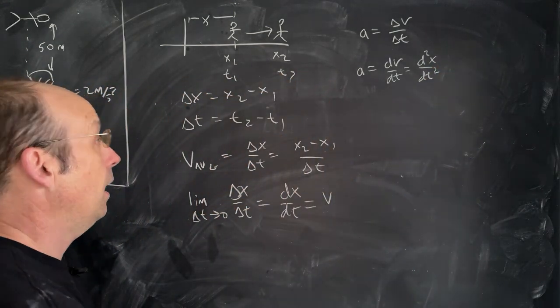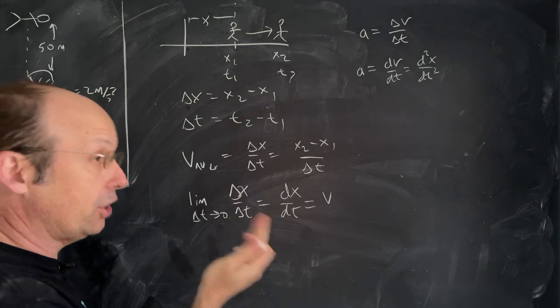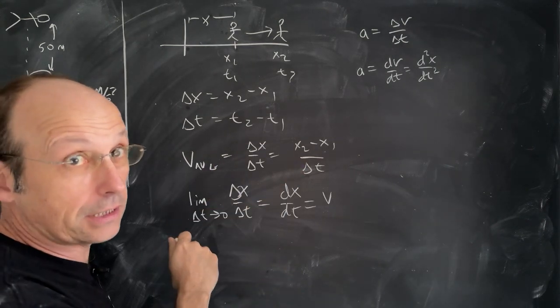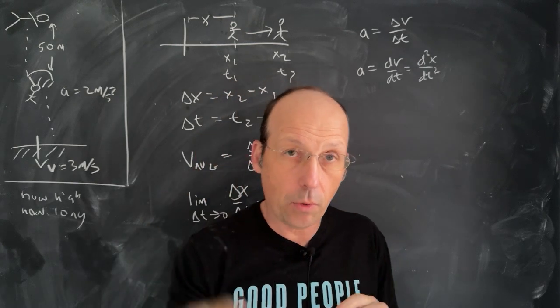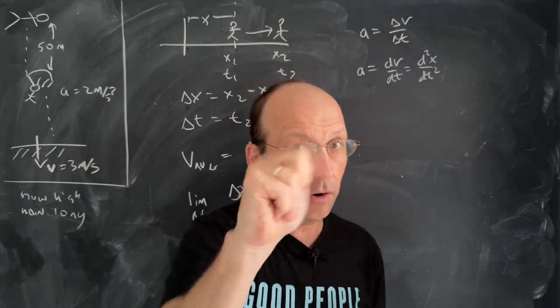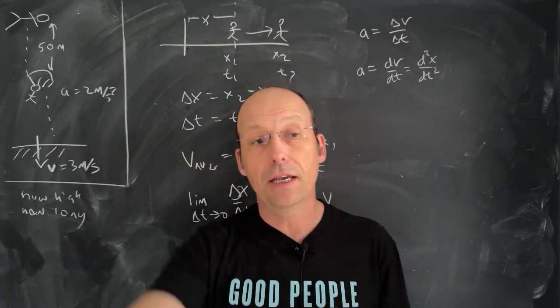Okay. Now, how do I describe the position as a function of time if there is an acceleration? That's what we want to do. Okay, I'm going to derive this kinematic equation two ways. I'm going to do it without calculus, and then I'm going to do it with calculus, and then we're going to use it.